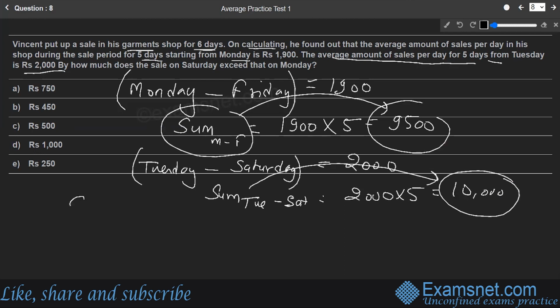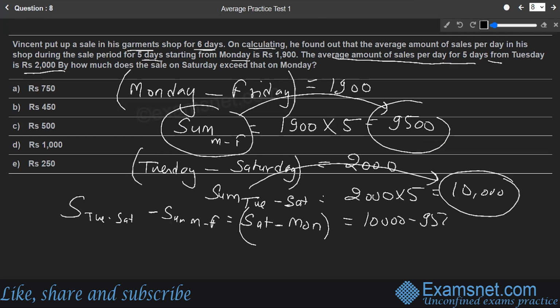If we subtract sum of Tuesday to Saturday minus sum of Monday to Friday, what do we get? We get the uncommon days total. What are the uncommon days in these two spans? The uncommon days in these two spans are Saturday and Monday, because Saturday is not in the first one, Monday is not in the second one. So if we subtract, we get Saturday minus Monday, and the value comes out to be 10,000 minus 9,500, which is nothing but 500. So the difference of Saturday minus Monday sale is 500 rupees, and it is available in option number C, which becomes the right answer for us.